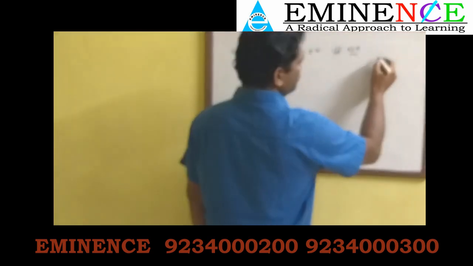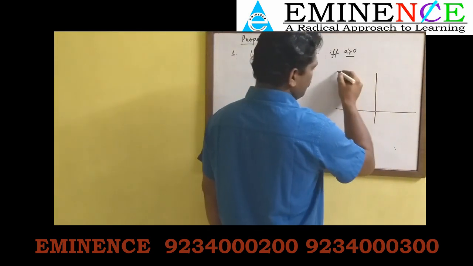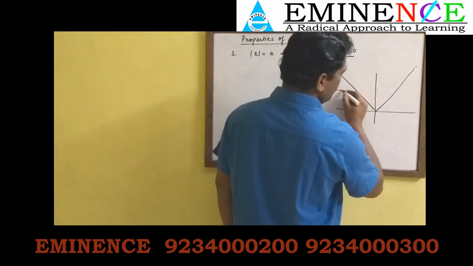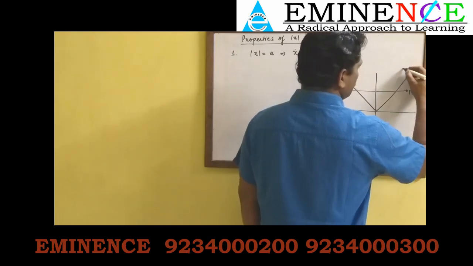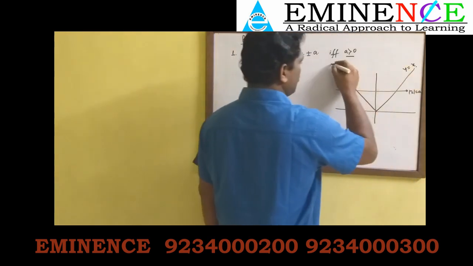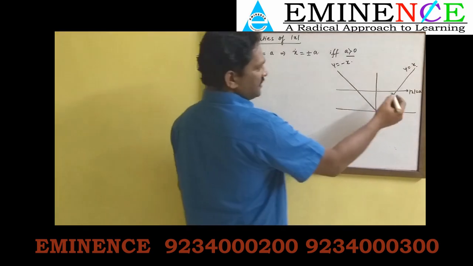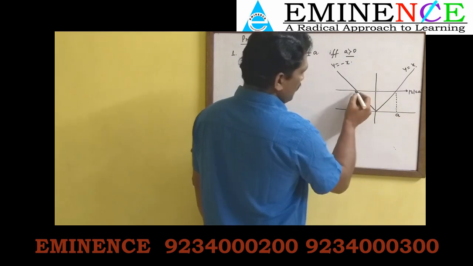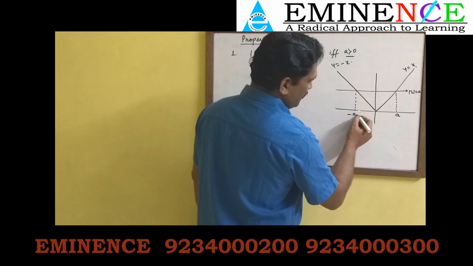Now, why? See, parallelly I am drawing the graph of mod x here. If you have y equal to mod x here, let us say this is mod x equal to a. So this is your line y equal to x and this is your line y equal to minus x. See, x equal to a means this value, and minus x equal to a, so x is equal to minus a.